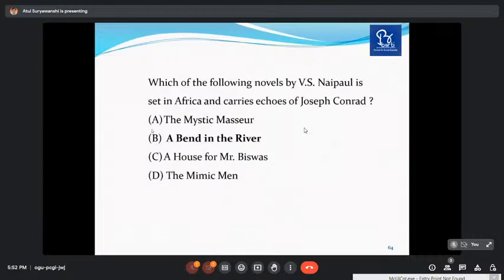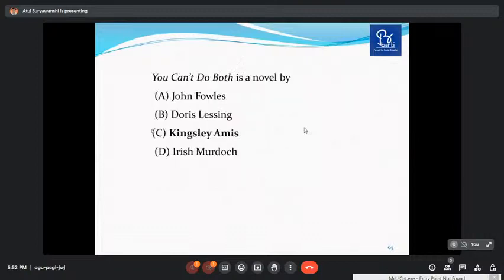Which of the following novels by Vidyadhar Surajprasad Naipaul is set in Africa and carries echoes of Joseph Conrad? And that novel is A Bend in the River. A Bend in the River. The B option is the correct one.